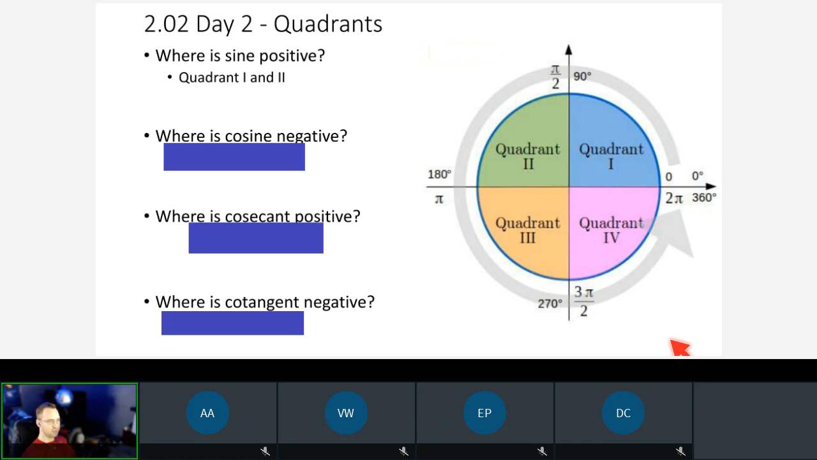Where is cosine negative? It is 2 and 3. So cosine is what variable again? Cosine is x. So I'm asking you, in which quadrants is the x value negative? And x is negative in quadrants 2 and 3.